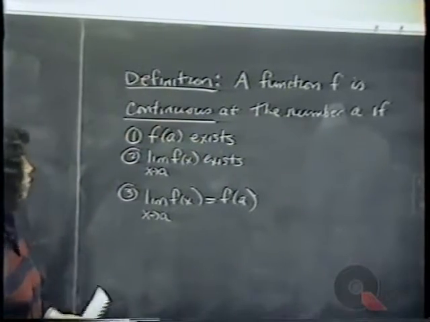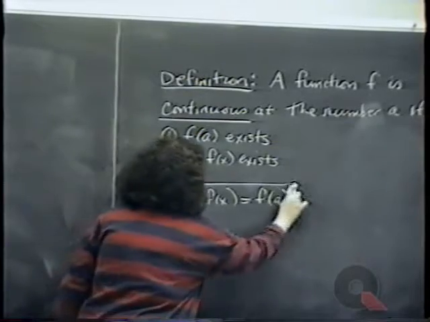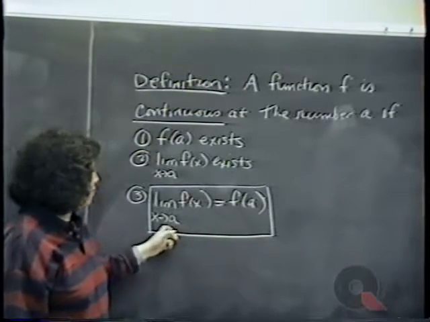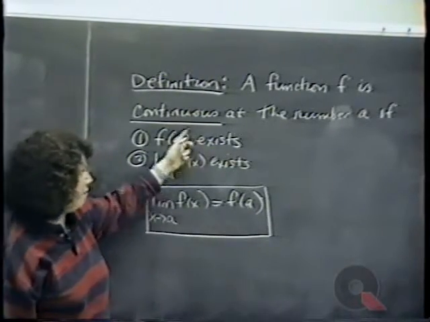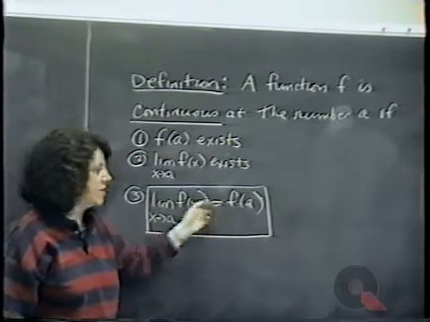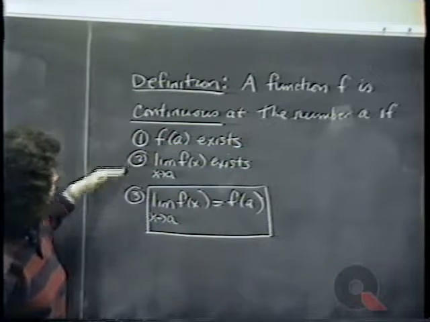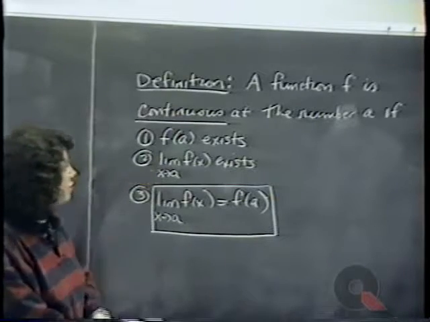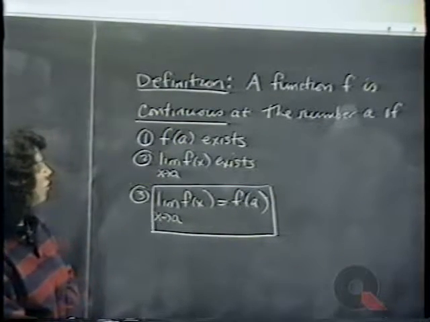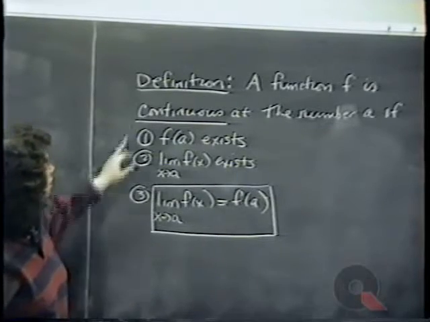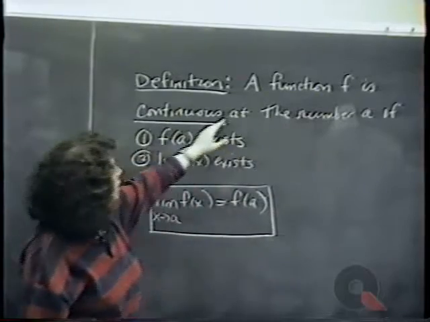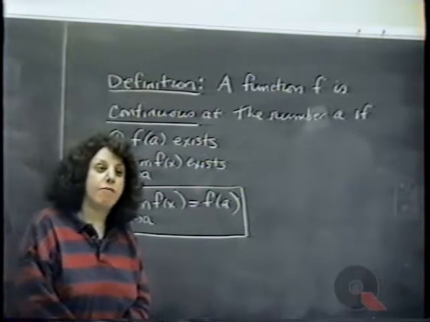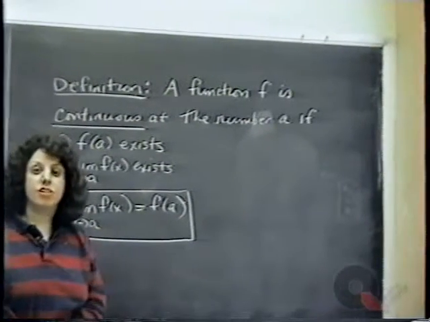Okay, now some books only use condition 3 as the definition of continuity, and that would be correct. Because after all, if the limit of f of x as x approaches a equals f of a, that does imply that f of a exists, that the limit exists, and of course that they're equal. But I prefer to break it up into these three parts so that as we examine various functions for continuity, we will be able to see exactly what condition is violated or if all three conditions hold. Now notice that the definition is done on a point-by-point basis, where if this holds at the number a, we see the function is continuous at the number a. If a function is continuous at every number on the interval, then we'll say the function is continuous on the interval.